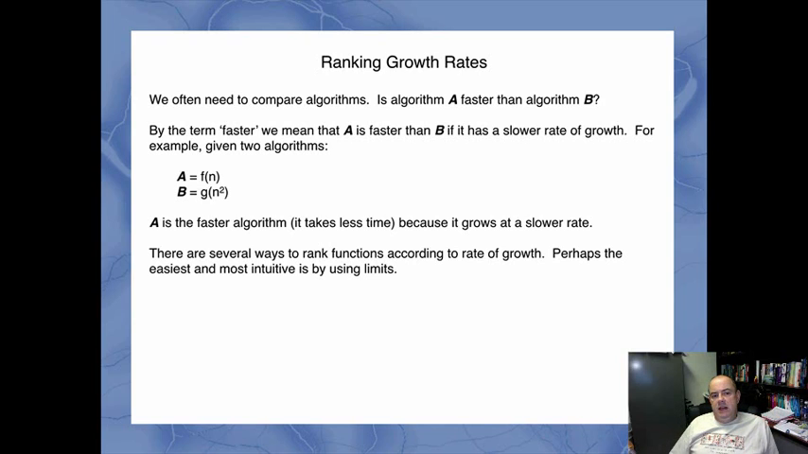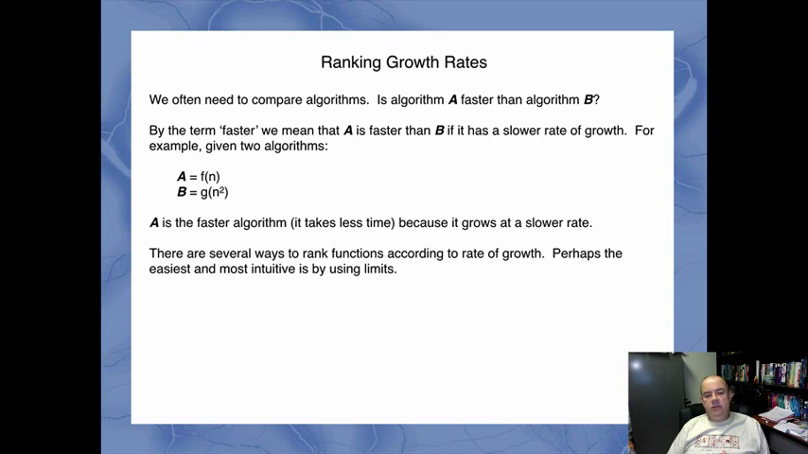Very often we need to compare two algorithms. Is algorithm A faster than algorithm B? When we say faster, what we mean is that the faster algorithm has a slower rate of growth. It runs more quickly. So given two algorithms A and B, the first, the function is f of n, and the second, g, is n squared. A is the faster algorithm because it takes less time. It grows at a slower rate.